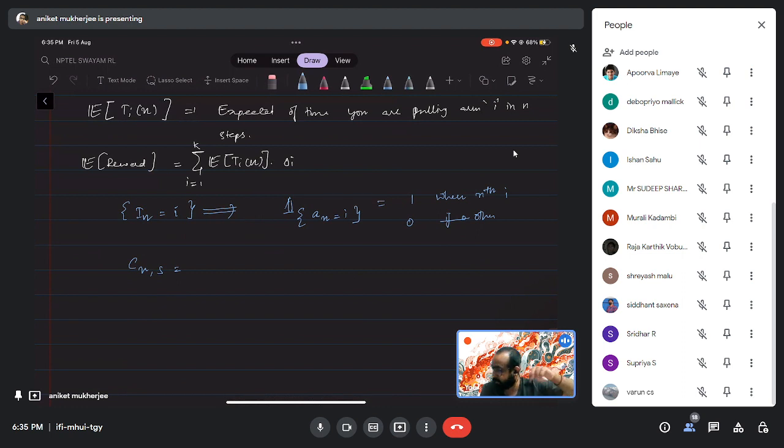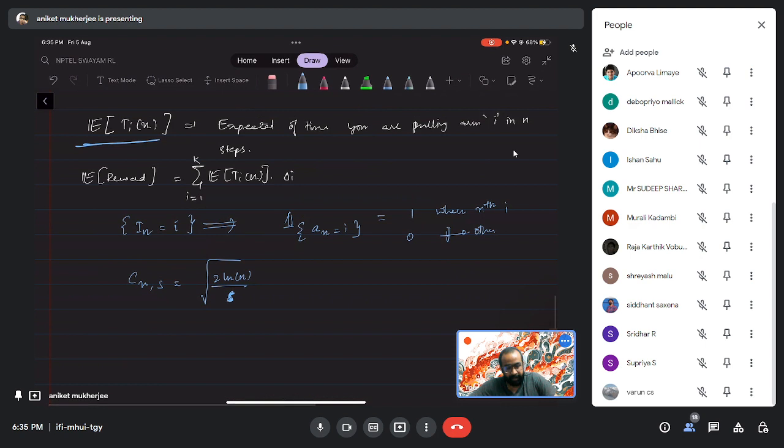So instead of writing the whole root of 2 log n by the number of times every time, sir has just put 2 log n by s. Now this s is the number of times you have pulled the arm. s is a variable which plays the role of how many times you have pulled the arm. Since this is random, the number of times you have pulled the arm by time t, you're trying to bound it with something, right? The first thing you bound it with is L.